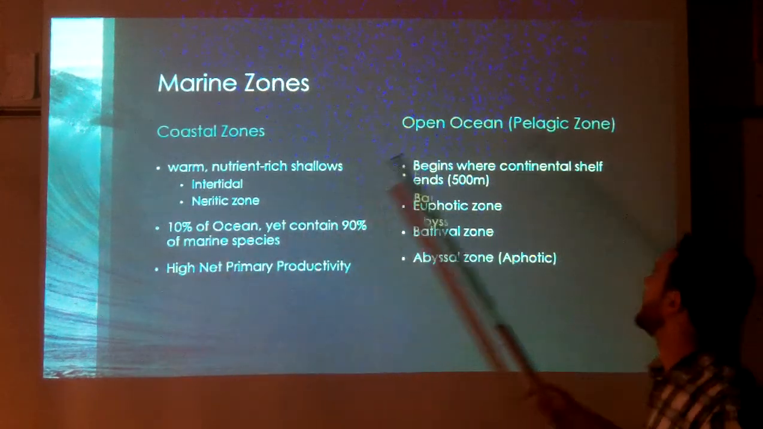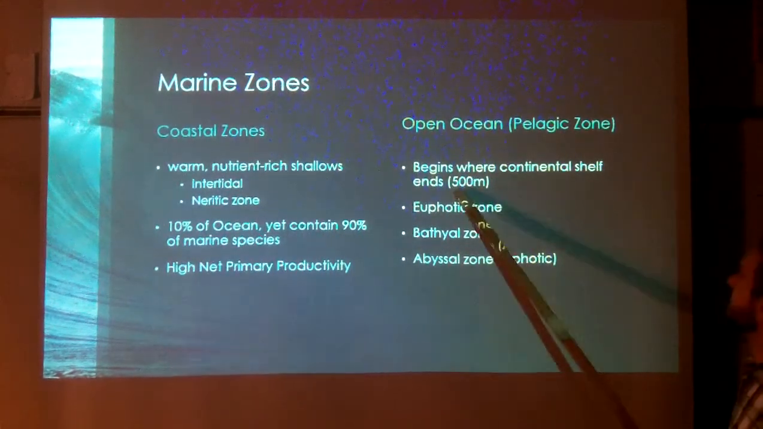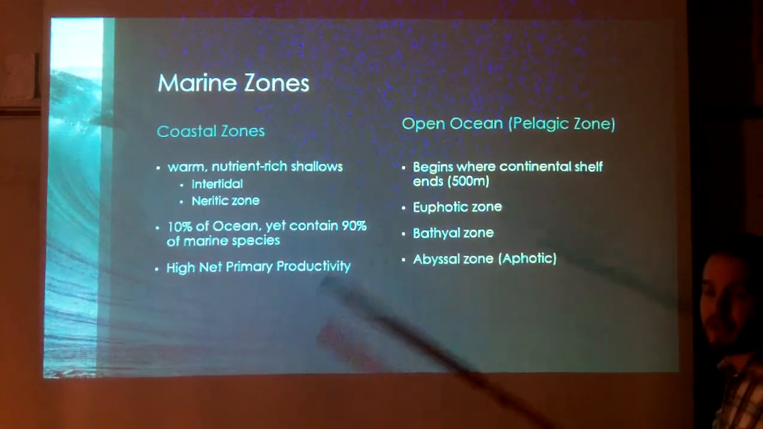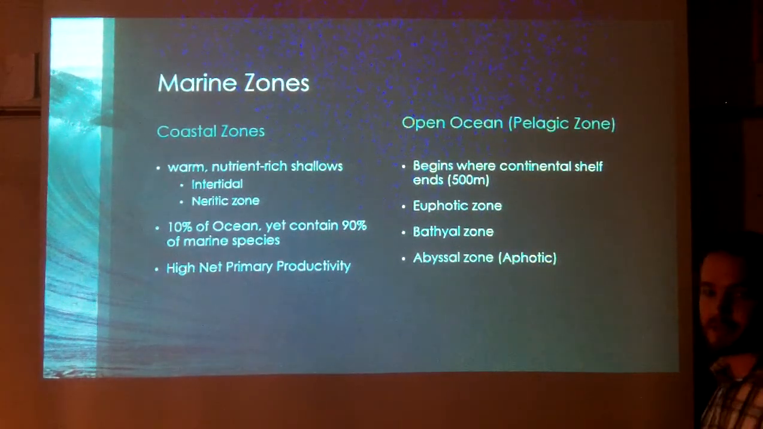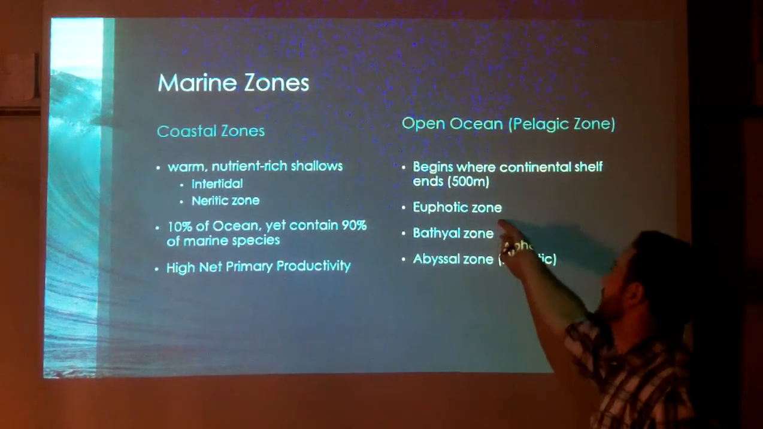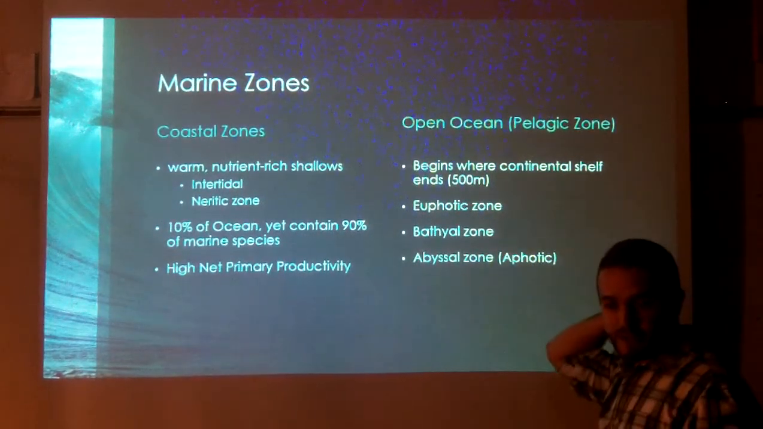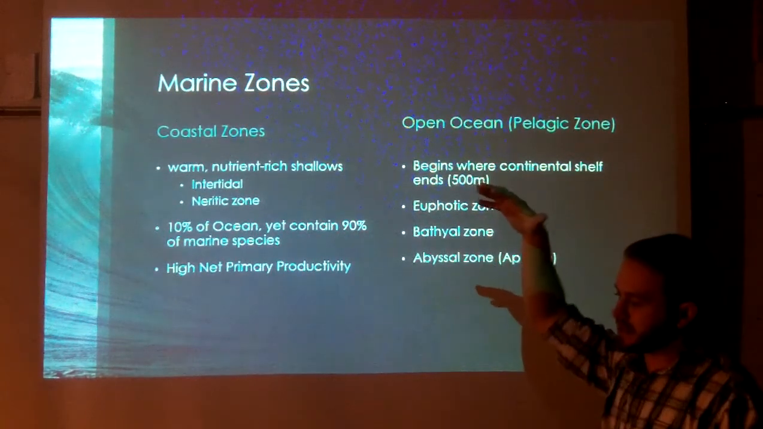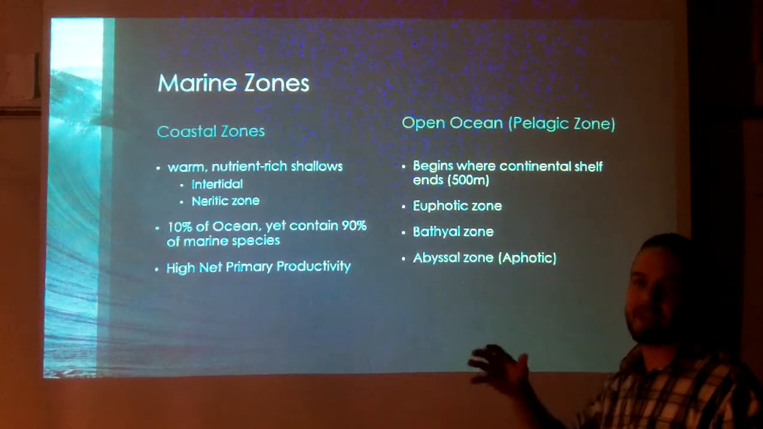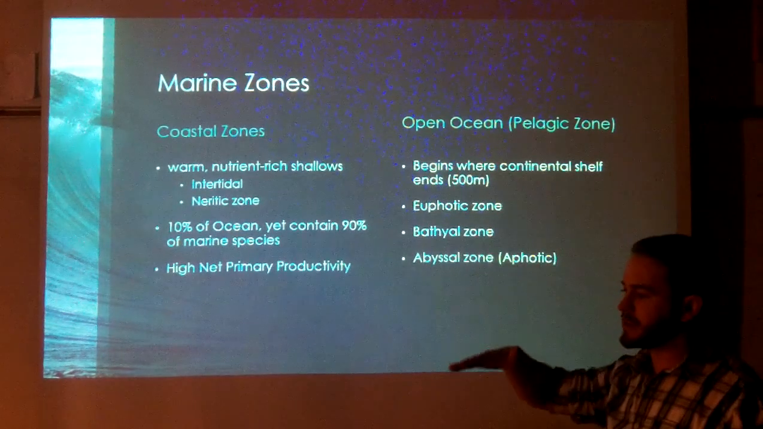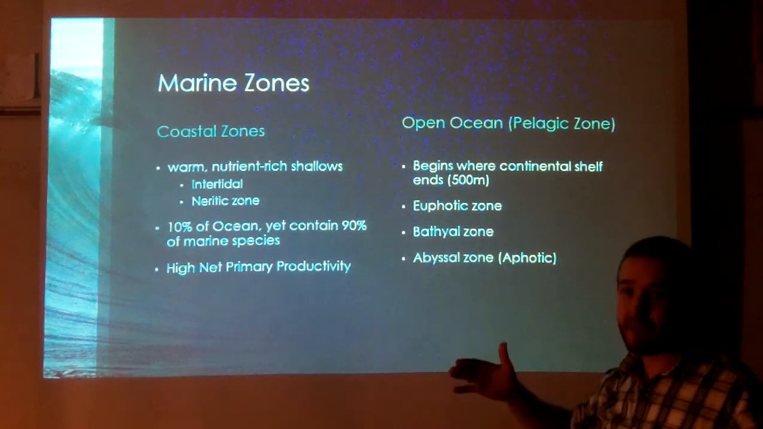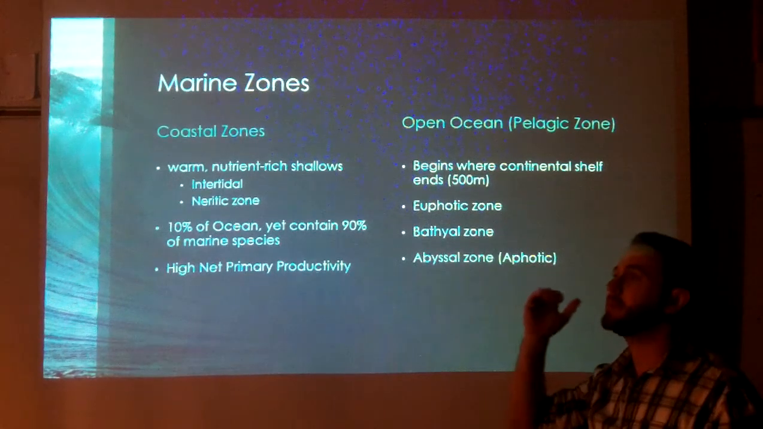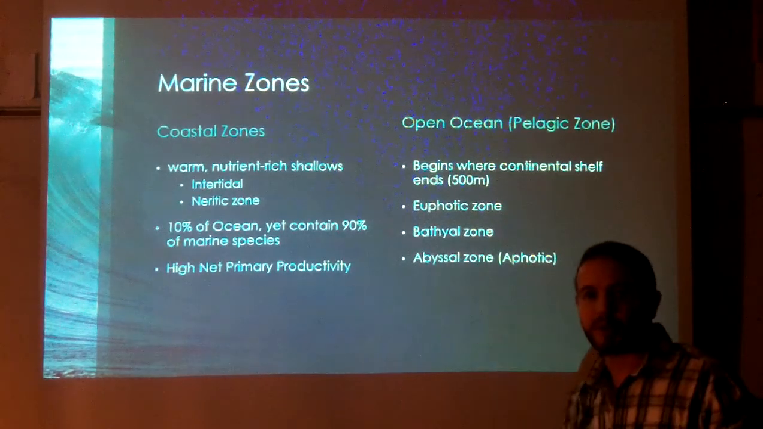All right, so now we move out into the open ocean. Again, it begins where the continental shelf ends at a depth of 500 meters. That is considered the end of the continental shelf. So we start at the euphotic zone. That is the surface of the ocean area that gets sufficient light for photosynthetic activity. It extends down to a certain depth based on clarity. Again, it's determined based on how much light can get through a certain part of that ocean.